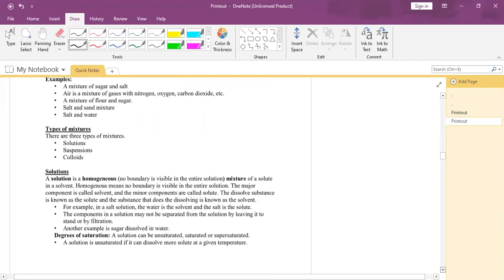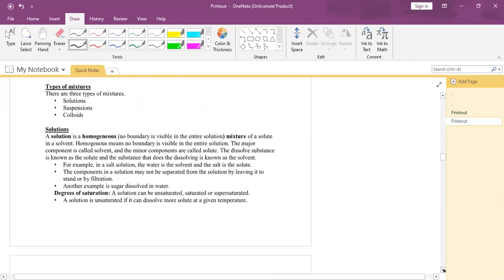Now, there are three types of mixtures. One is a solution. We'll talk about the solution. Two, we have suspensions. And three, we have what we call colloids. So we have solutions, suspensions, and colloids. All right. So let's look at what a solution is.